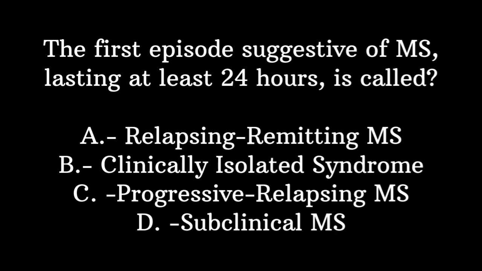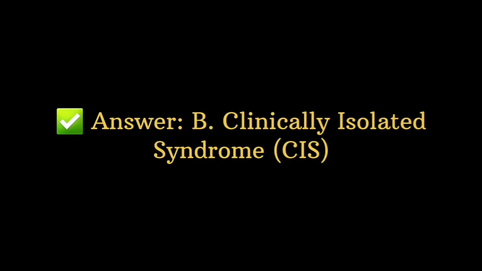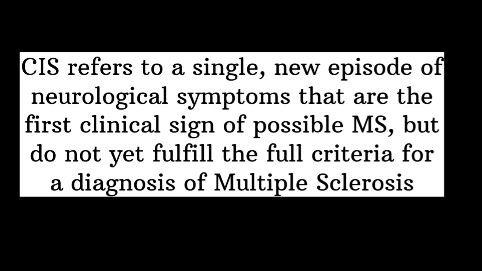Question. The first episode suggestive of MS lasting at least 24 hours is called: options A. Relapsing remitting MS, B. Clinically isolated syndrome, C. Progressive relapsing MS, D. Subclinical MS. The correct answer is option B. Clinically isolated syndrome. CIS refers to a single new episode of neurological symptoms that are the first clinical signs of possible MS but do not fulfill the full criteria for a diagnosis of multiple sclerosis.